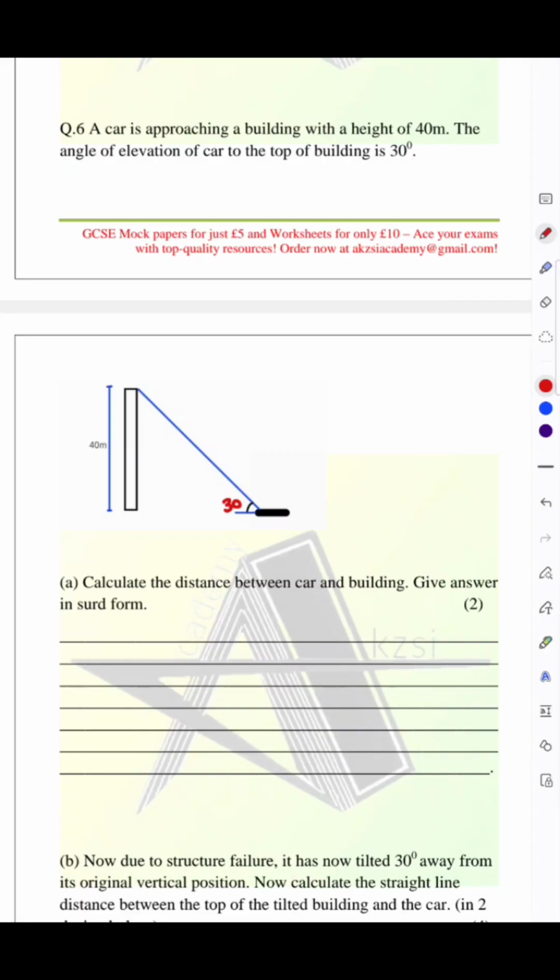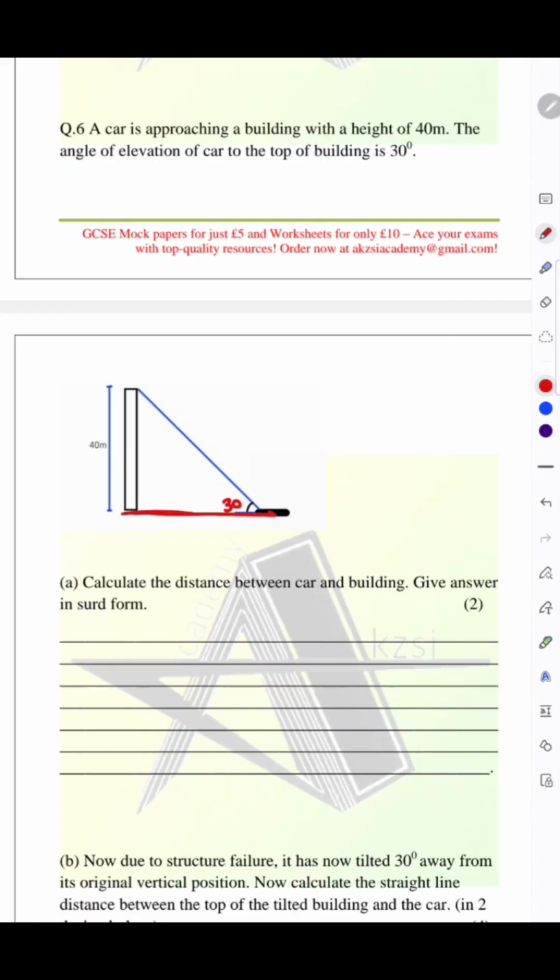It's specifically mentioned its surd form. That means this is a non-calculator question. Obviously, in your main paper, you have that non-calculator and calculator paper. But these are mixed questions. You will find some calculator questions and non-calculator questions. So I'm specifically telling you that this part is clearly non-calculator because it says give your answer in a surd form. So we have to calculate distance between the car and the building, which is this distance.